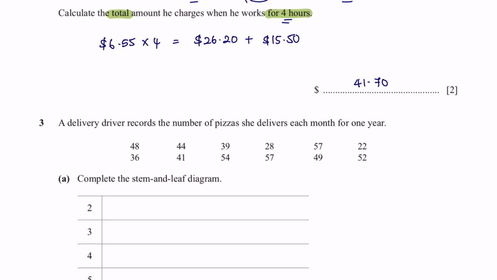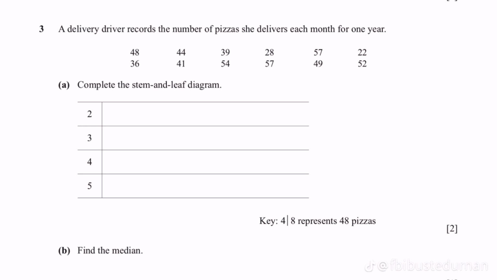$41.70. Next, question 3. A delivery driver records the number of pizzas she delivers each month for 1 year. Complete the stem and leaf diagram. Okay, this is pretty simple. This is your stem and these are the leaf. So we're going to look for the number that begins with 2, which is 22 and 28. So the first number has been written here already. We will write the second number here on the leaf part. That will make 22. And then you've got 28.